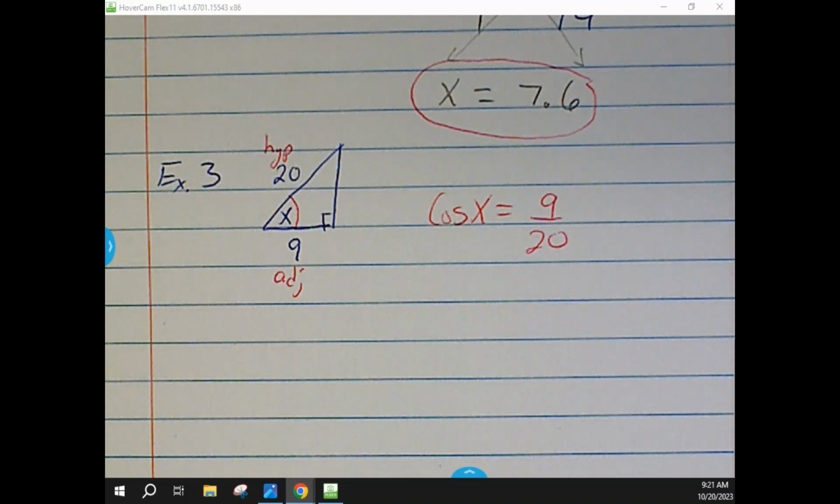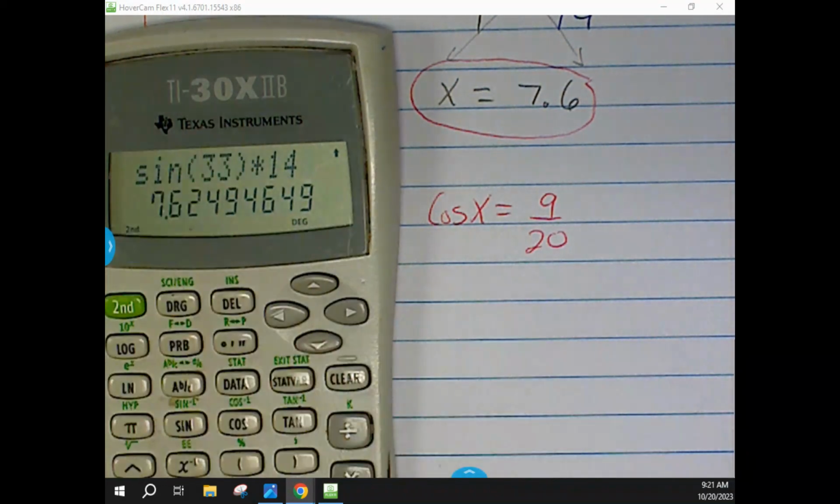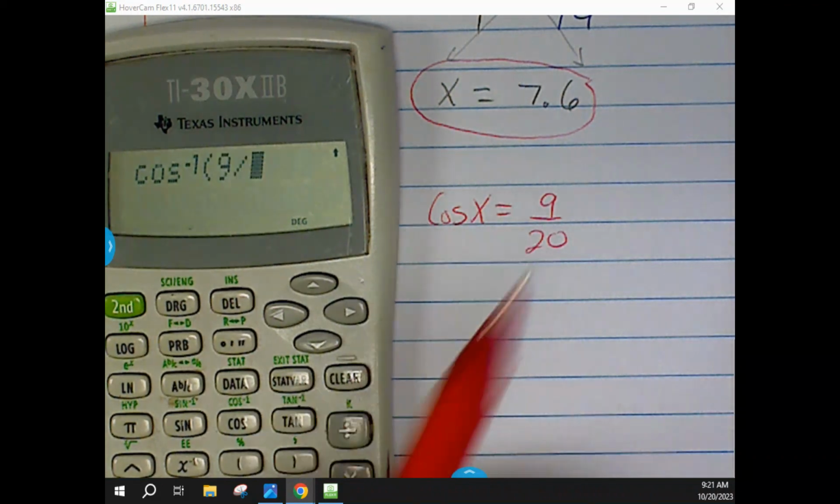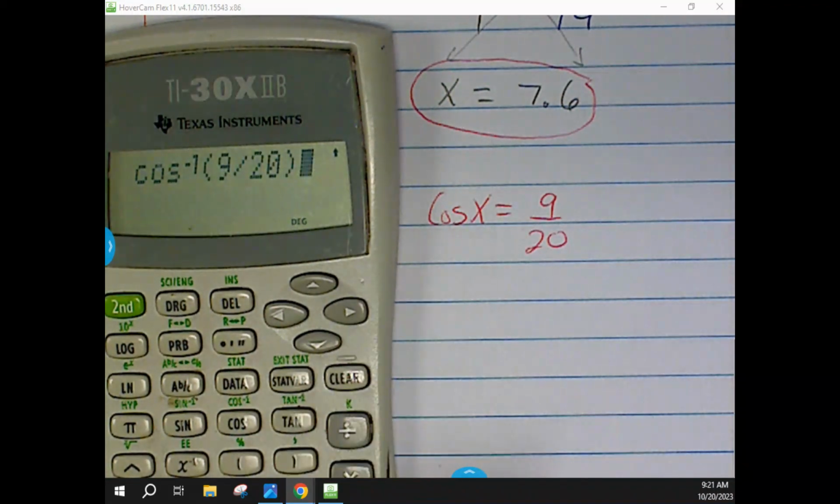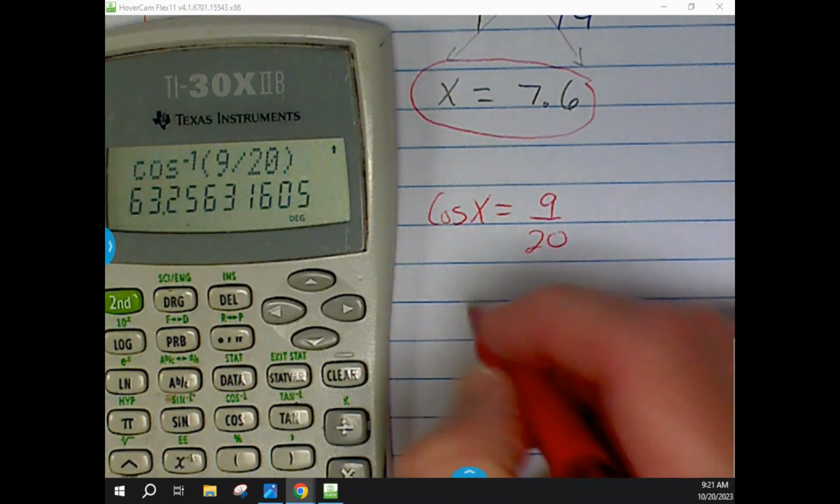Okay, again, the angle is missing in this case, so you've got to hit your second button and then hit cosine. There we go. And then we'll do 9 divided by 20. Okay, so that tells us x is about 63 degrees.